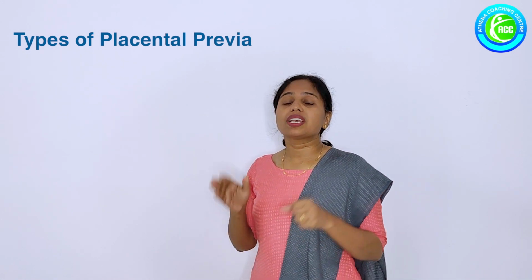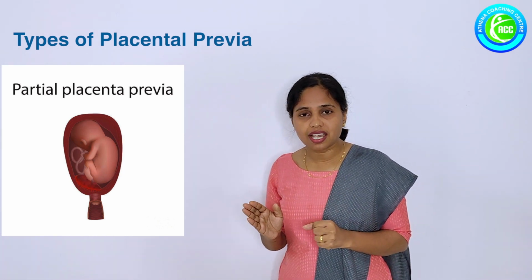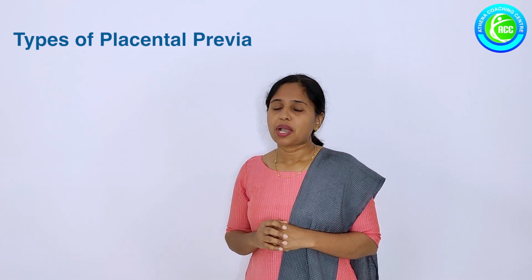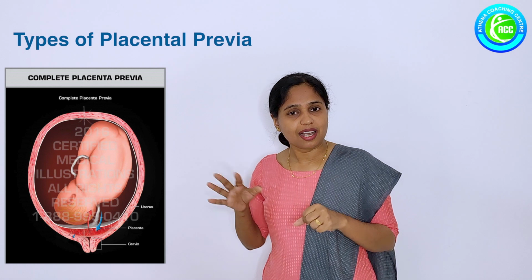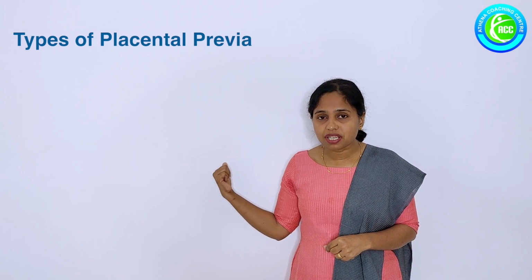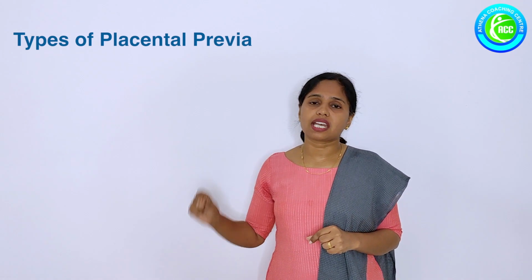Whereas in partial placenta previa, what happens? The placenta covers the internal os partially. But in complete placenta previa, the placenta covers the internal os completely. Clear? So, placenta previa is managed according to these three types.